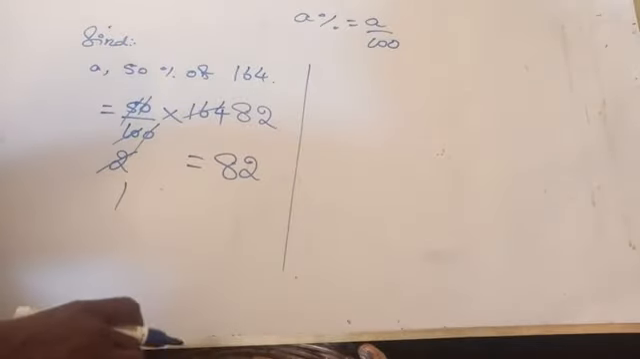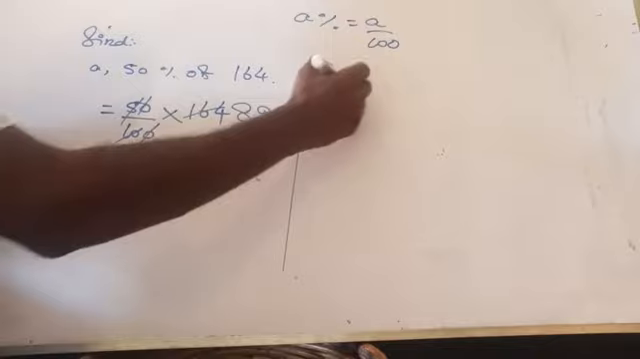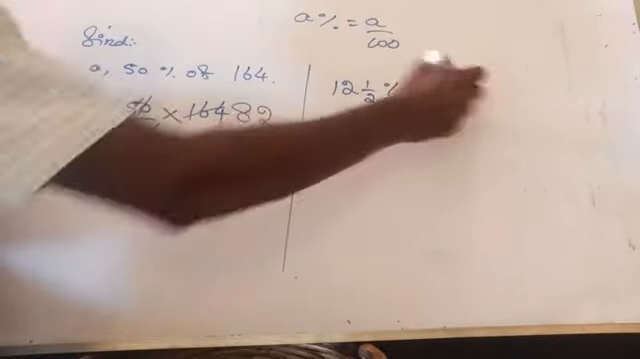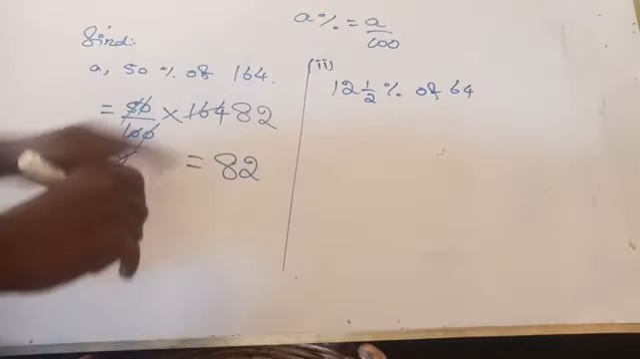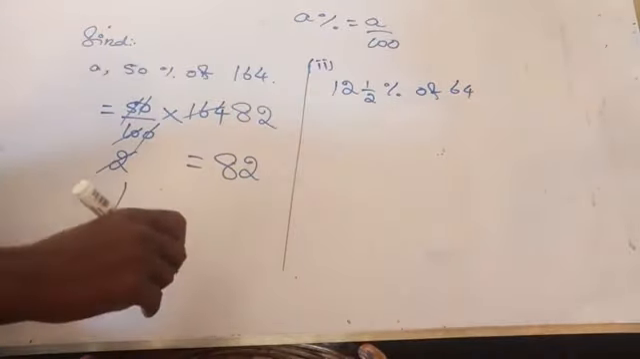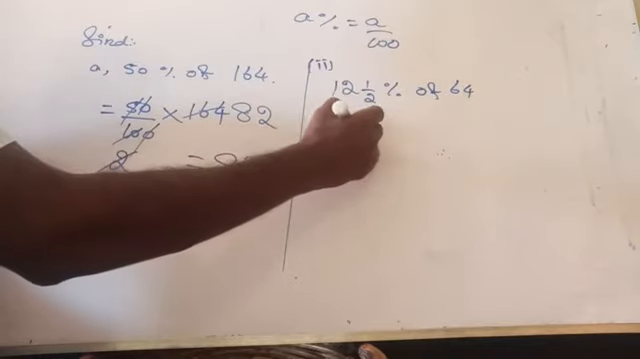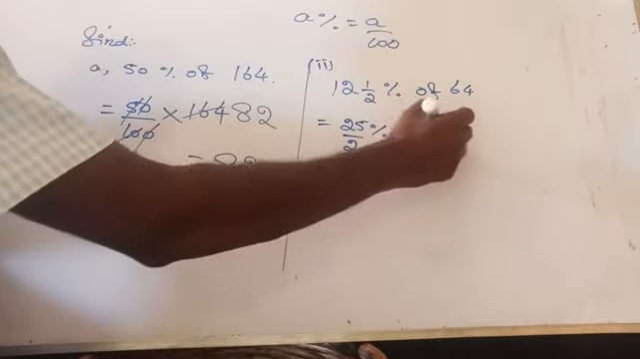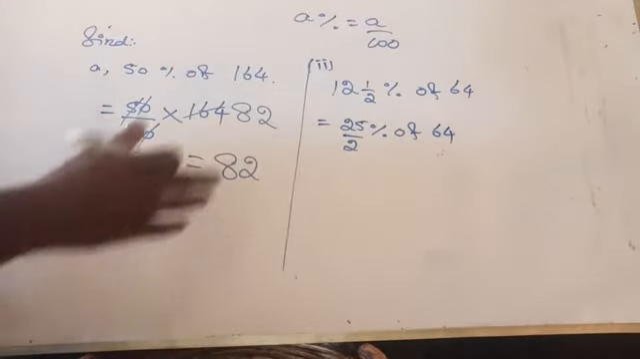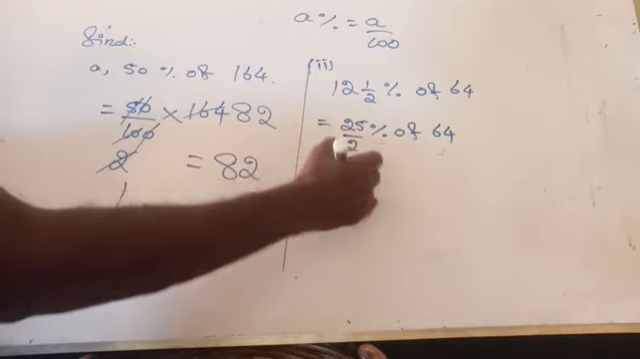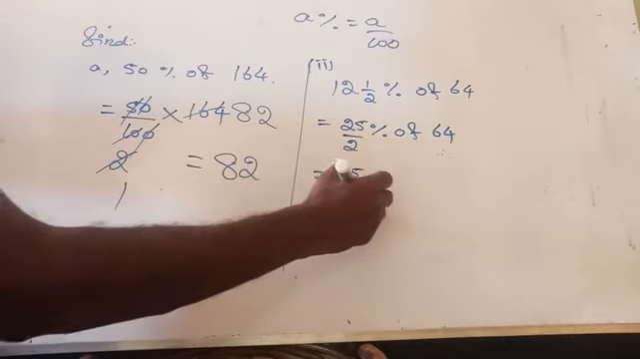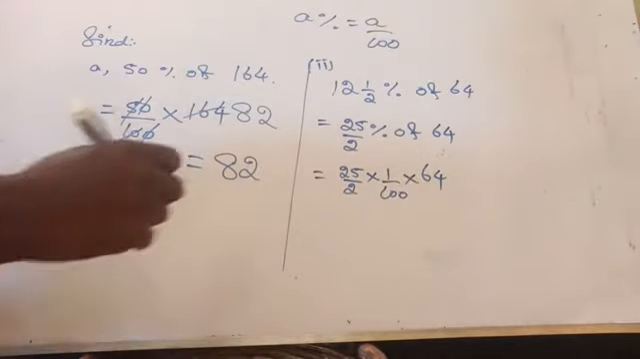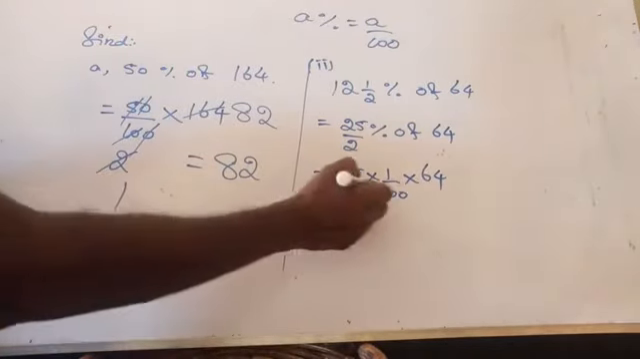That is 12.5% of 64. First you convert this mixed fraction into an improper fraction. 12 times 2 is 24, 24 plus 1 is 25 by 2% of 64. Now A percentage can be written as A by 100. So 25 by 2% can be written as 25 by 2 into 1 by 100 into 64.